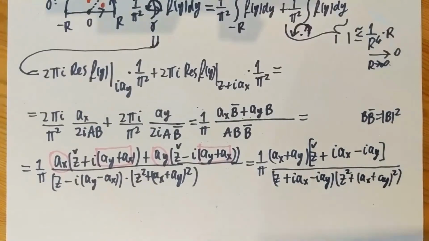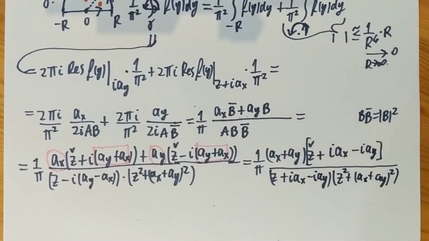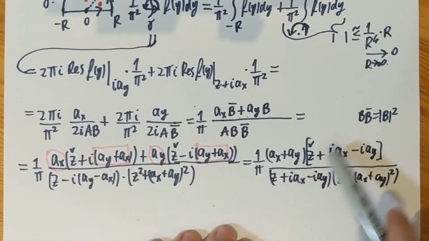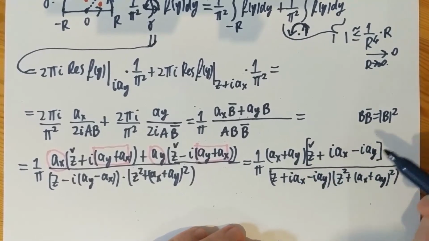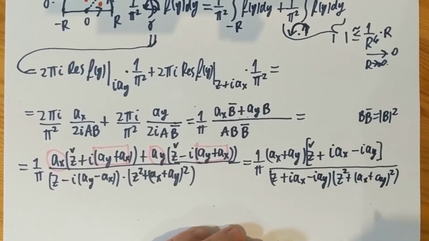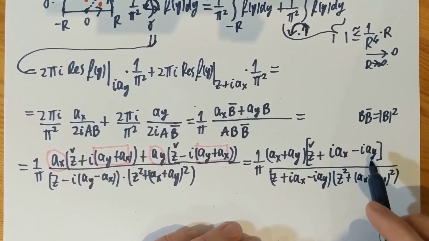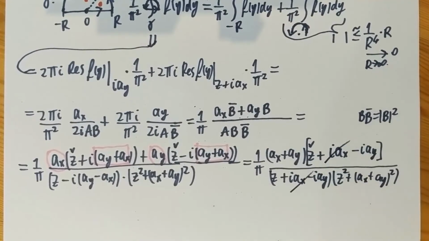I don't need this one anymore. And so now I notice that I can just cancel out with these guys. This is never 0, right? Because z is real, and I assume that ax and ay are not 0 at the same time as z equals 0. So I can cancel these out, and then I'm done.